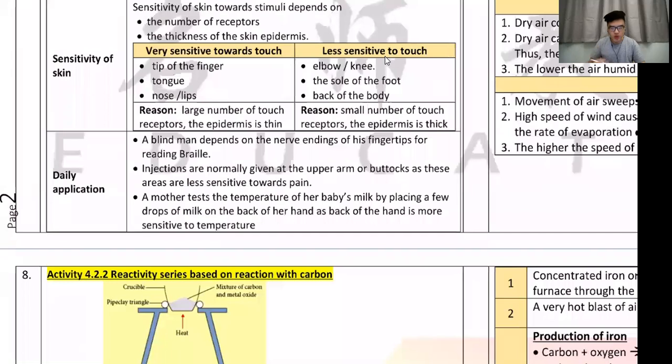All right, so where do we use this? Number 1, a blind man depends on nerve endings on the fingertips to read braille. Braille is the blind reading. You know this, right? Sometimes when you enter a lift and press the button, the button has a protruding thing there. That's for blind people.